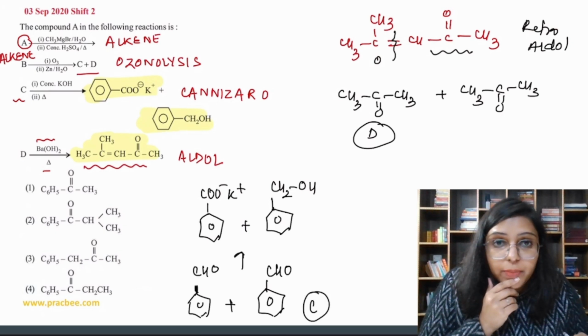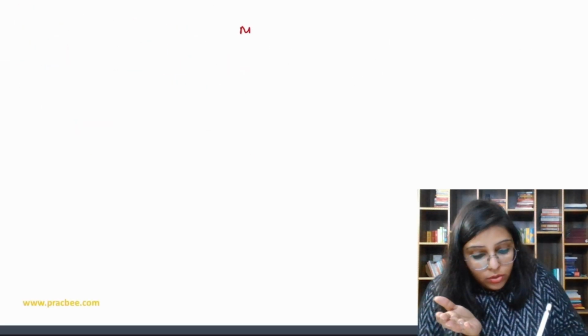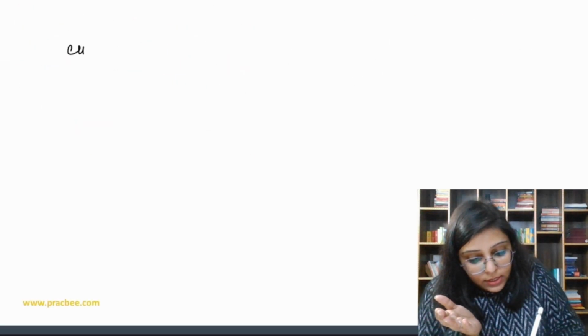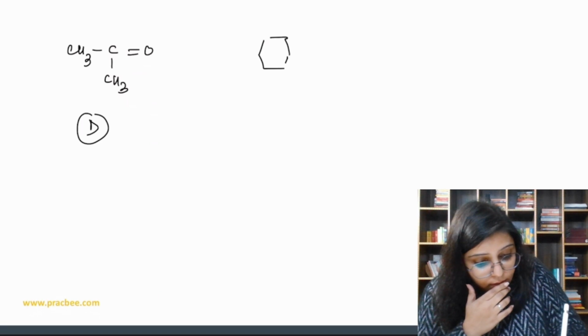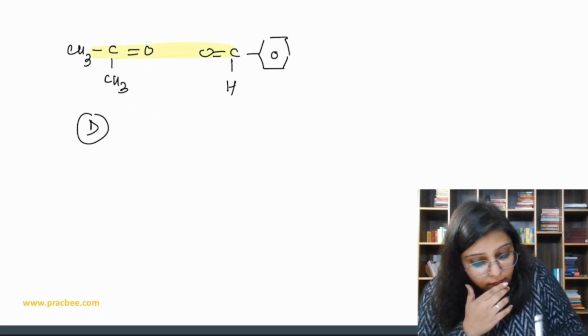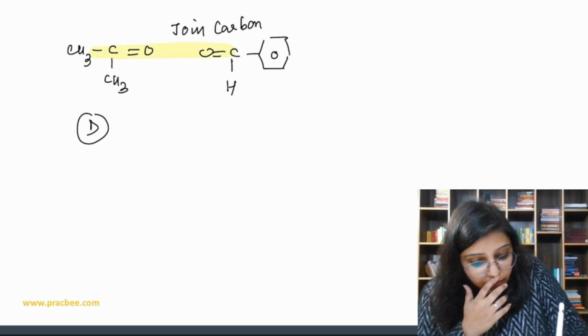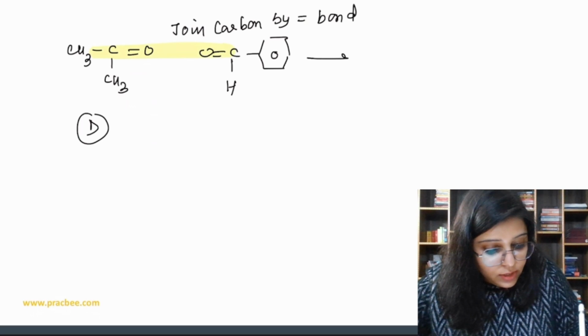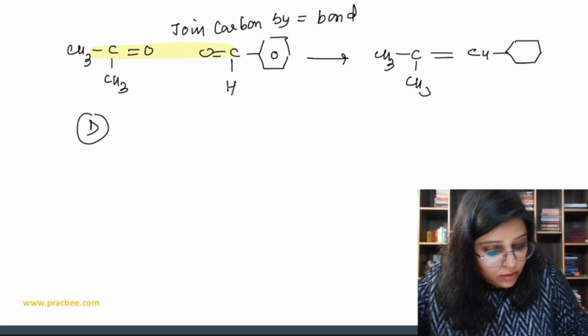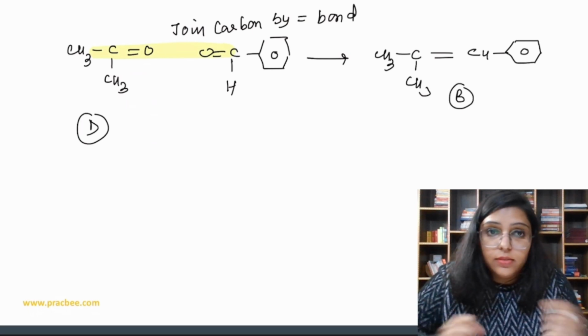Now we can combine C and D to get B. So what is D? D is CH3, C, CH3, double bond O. And what is C? C double bond O, H. Now what we are going to do? Join these carbon by double bond. So we form CH3, C, CH3, double bond C, H, and so this is going to be B, right? This is B.